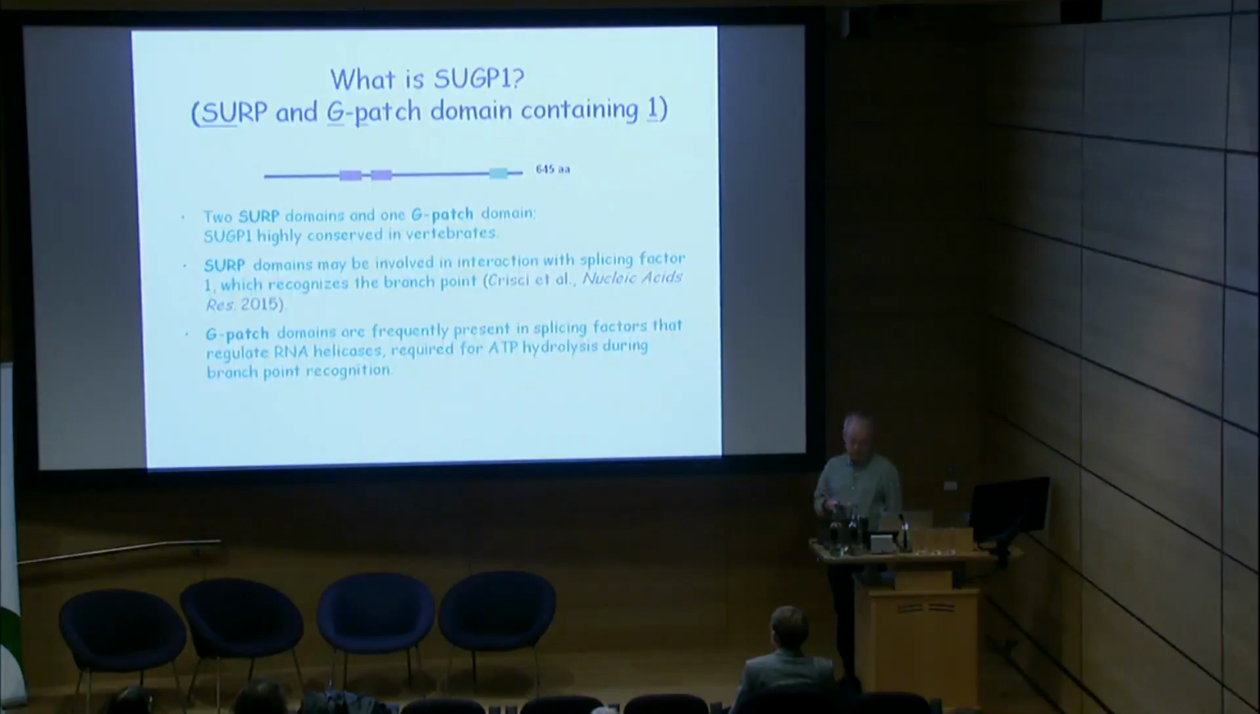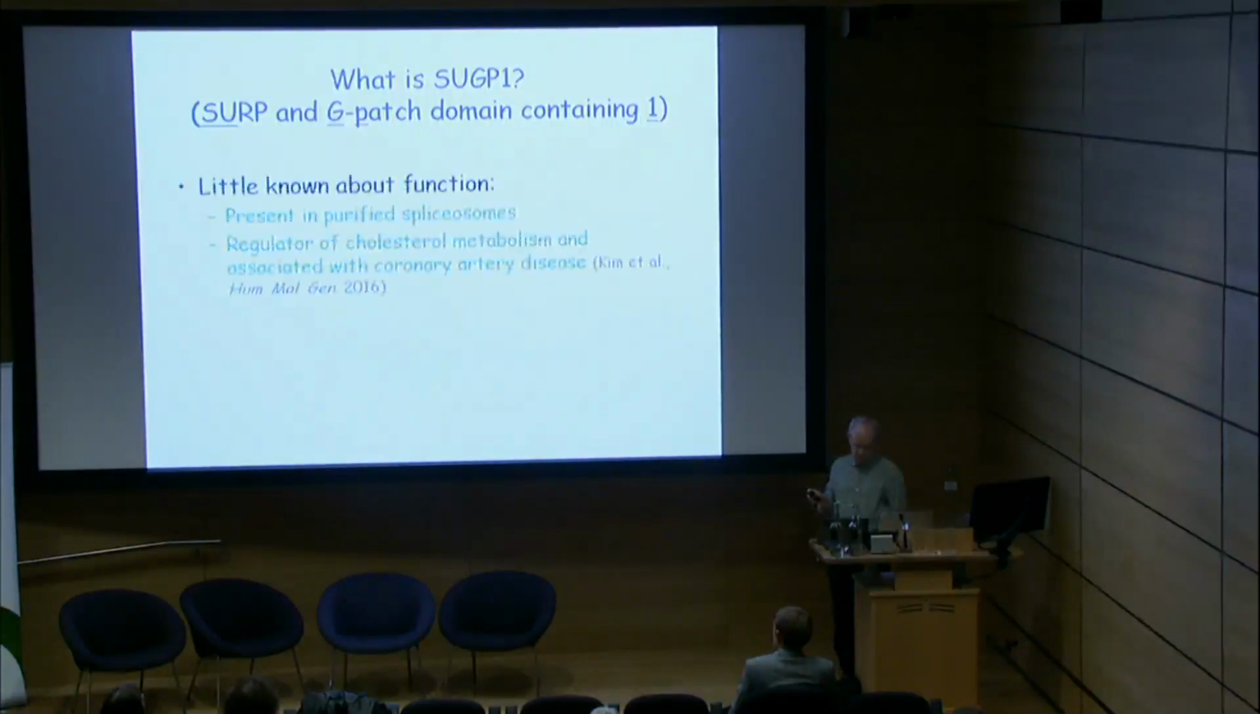And indeed, I won't show any data, but when we mutate the G-patch in SUGP1 and overexpress that protein, it also precisely phenocopies the effect of K700E. So that means there's an interaction with a helicase that, when that's disrupted, the splicing goes wrong and we have this disease-related switch. Not much is known about the function.